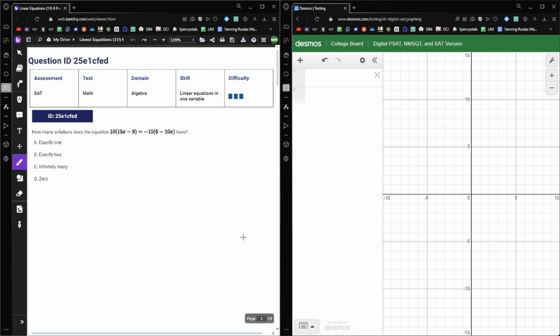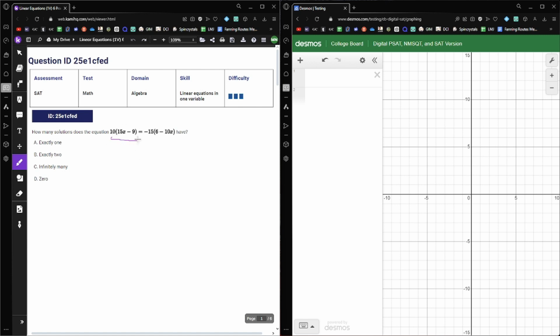Starting off, question number 1. How many solutions does the equation have? Now, if you were to actually distribute this all out, you would eventually find out that they're the exact same equation, but that takes a whole lot of math and thinking and time. So I'm just going to put it in Desmos, alright?